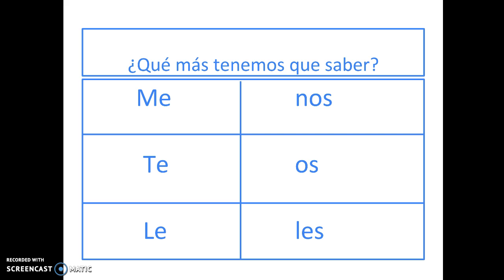Me means to or for me. Te means to or for you. Le means to or for him, her, or you. Nos, to or for us. Os, to or for you all. And les, to or for them, or to or for you all. These are the words that we use instead of subject pronouns when we're working with gustar and similar verbs.